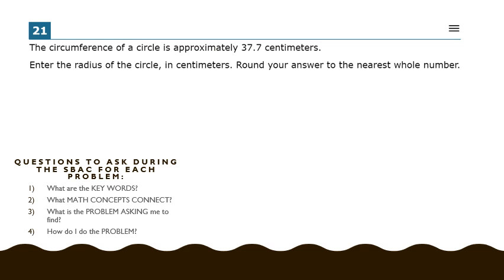Question number 21 says the circumference of a circle is approximately 37.7 centimeters. Enter the radius of the circle in centimeters and round your answer to the nearest whole number. Here we need to understand one main fact about circles, and that is this word circumference. If you don't remember the formula, the circumference is equal to 2 pi times the radius. The information given is that the circumference itself is 37.7 centimeters, and what we're trying to find is the radius.